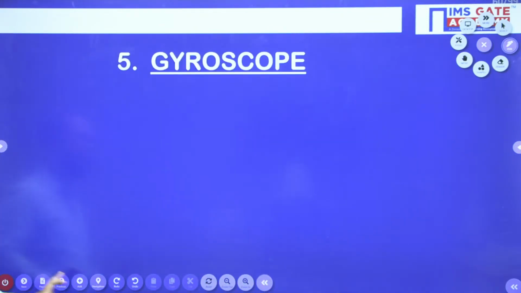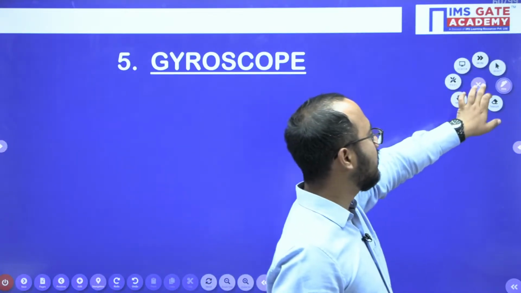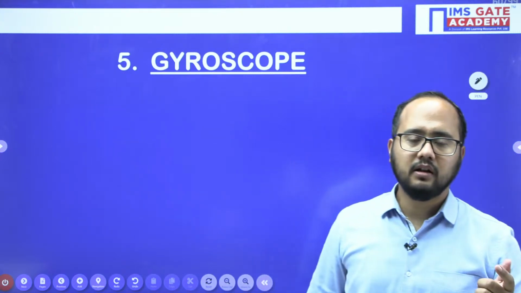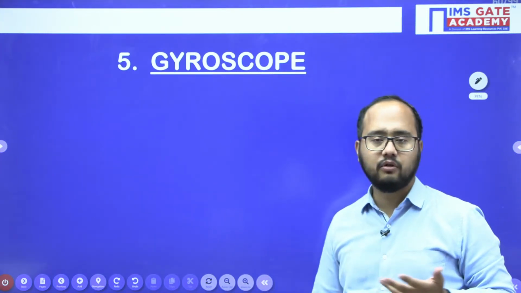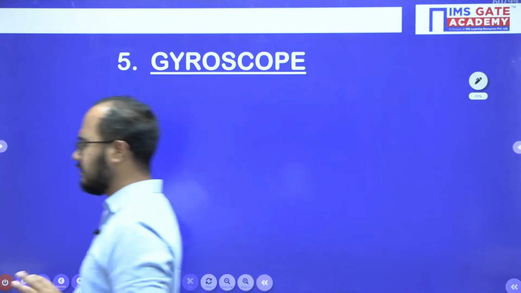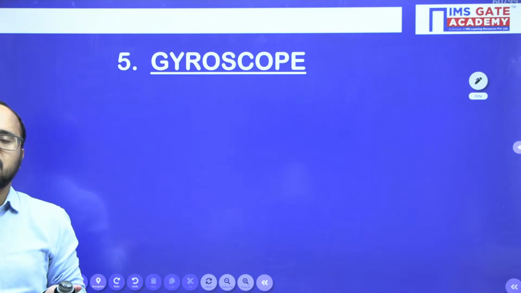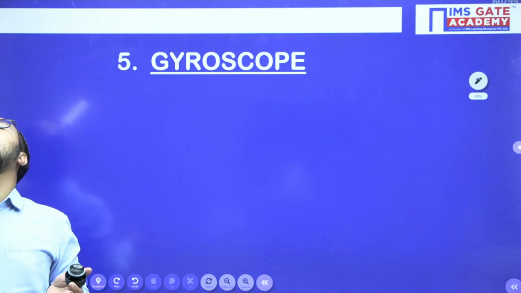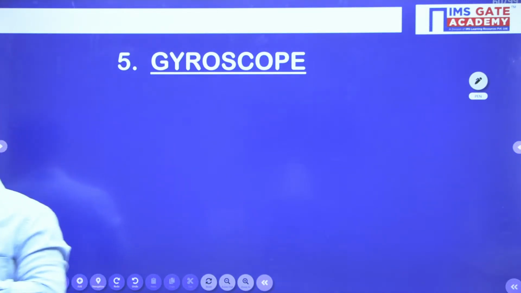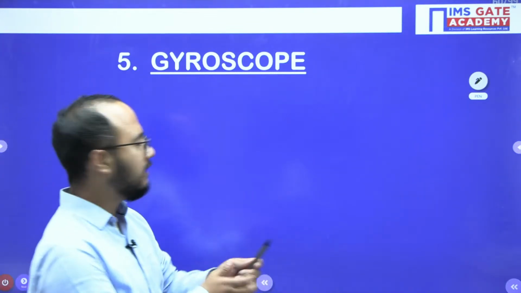Now, gyroscope is one of the easiest topics, I would say, right? You just need to remember how to identify the direction of rotation, and there is only one formula, very simple. Just you need to know how to identify the direction of rotation. That is what is required. Clear, everyone? Now tell me, is everything clear?